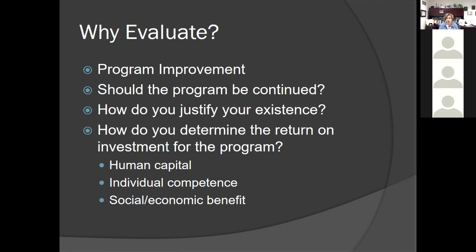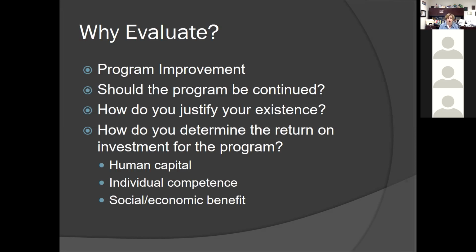How do you justify your existence? You guys have heard me say many times, I need some of this data for us to use with our stakeholders, and especially with our legislators. That's exactly it, I'm trying to justify our existence. Why should you give us money and not give another youth organization money?